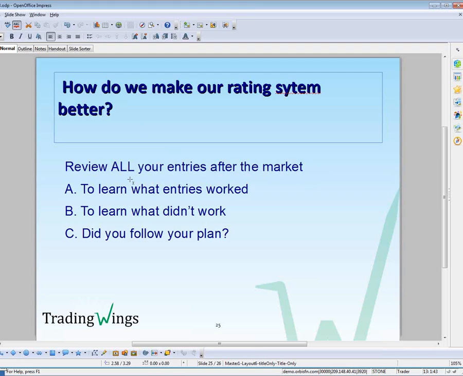If you haven't taken any trades yet, if you think you want to do a certain pattern, start paper trading it and take them on paper where you would have gotten in and out. Learn what entries work and what entries didn't work. And then ask yourself, did you follow what you've written so far in your trading plan? And the trading plan is something that you constantly develop.